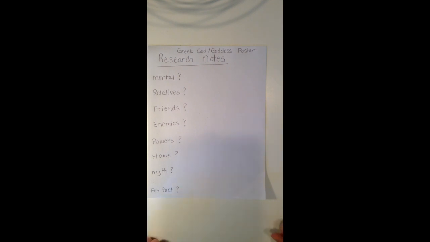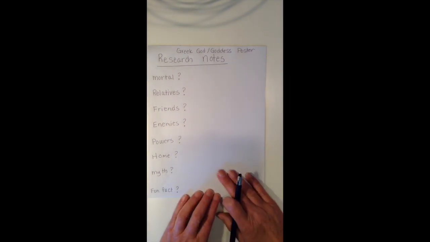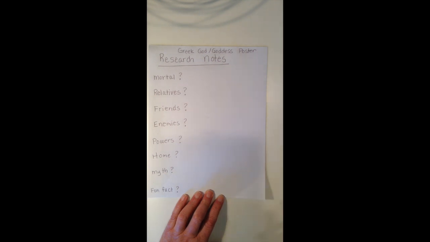So before we can actually create our poster, we need to do some research. And you can do research a couple of different ways. You can just write down your research on a piece of paper or in a notebook, or you can open up a Google Docs and do your research as well.